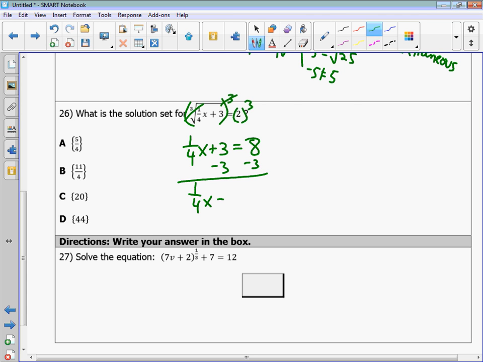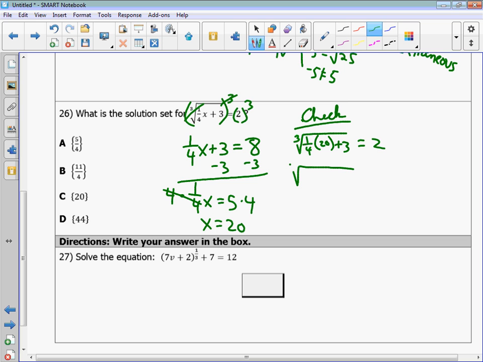Substituting back in to make sure it's correct. Check. This is not checking your work, it's checking for extraneous solutions. It's 1/4 times 20 plus 3, and that's going to equal 2. Always check from the very, very beginning. So 1/4 times 20 is 5. Plus 3, that's going to equal 8. The cube root of 8 equals 2. Sure does. 2 equals 2. That's good all day long. So x does equal 20.